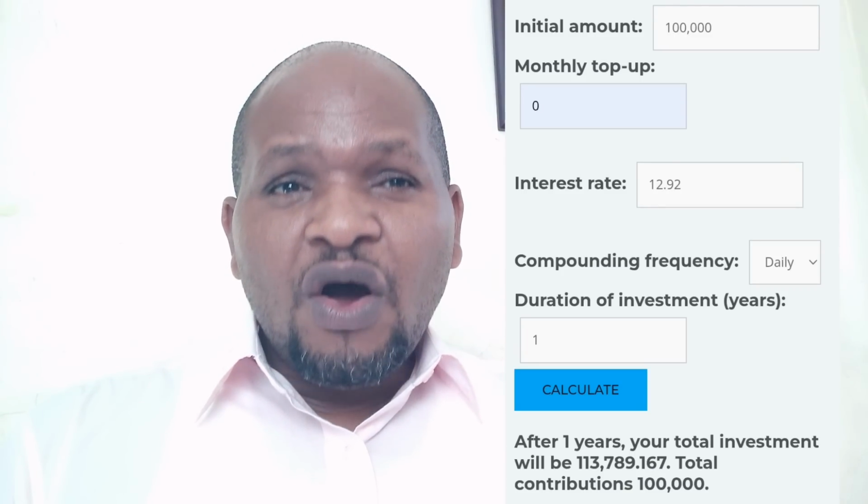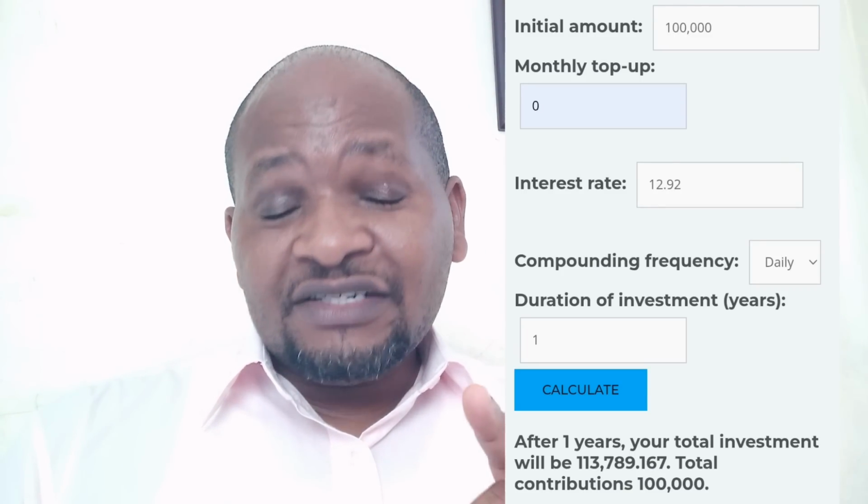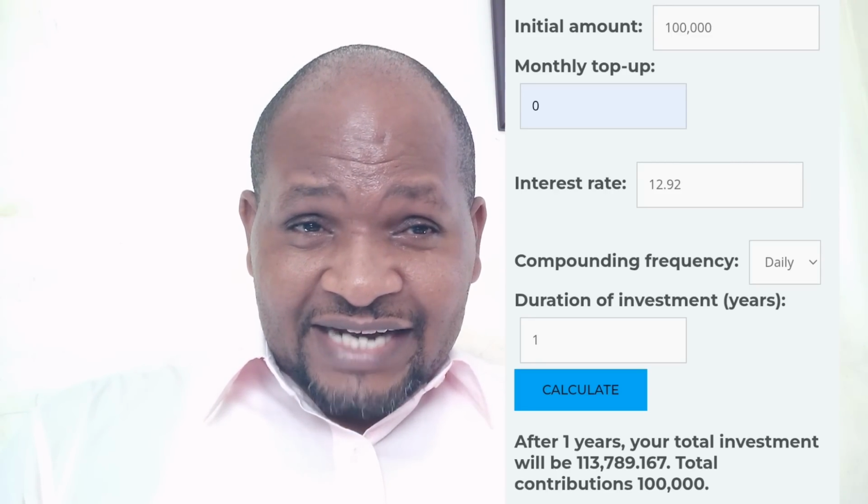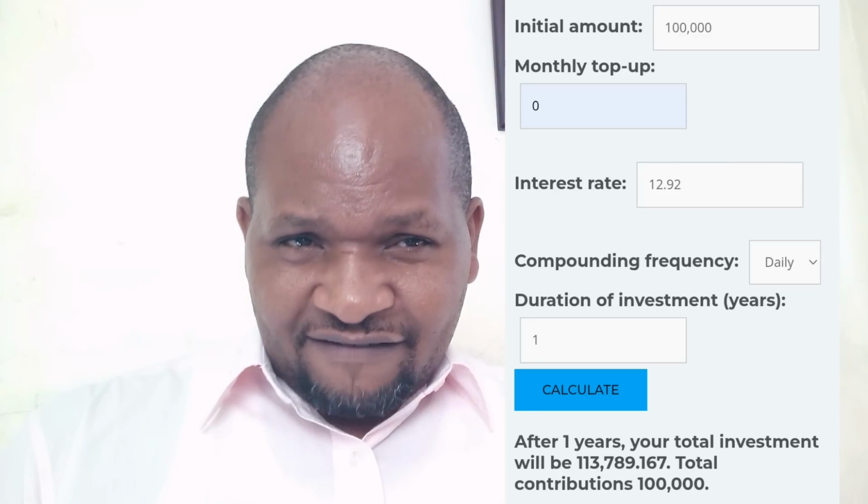If the same amount is subjected to tax, it is the rate that will change. And 15.92%, when you subject it to a 15% withholding tax, you are getting a net return of 12.92%. So as per this schedule, net of tax, our 100,000 in the money market fund for a whole year will yield 113,789.167 as the total amount.